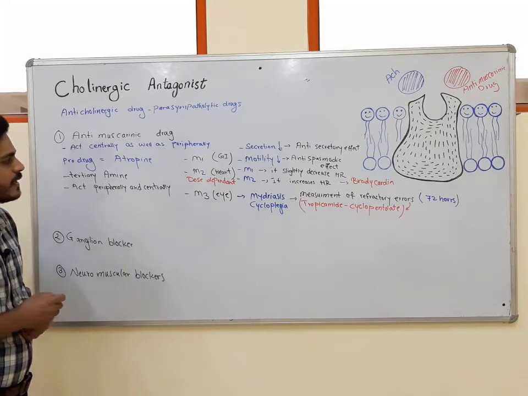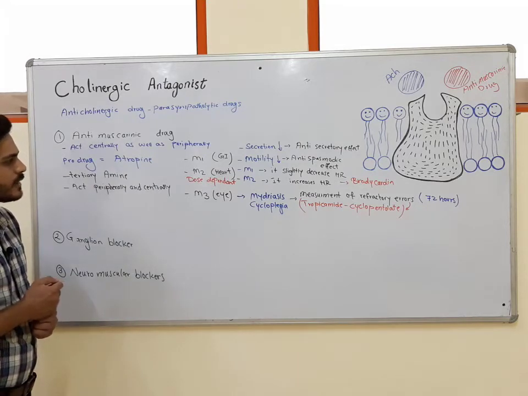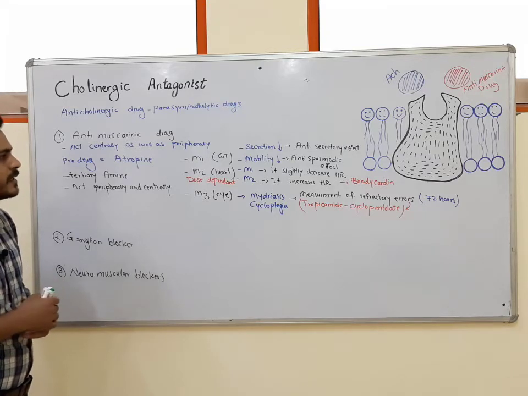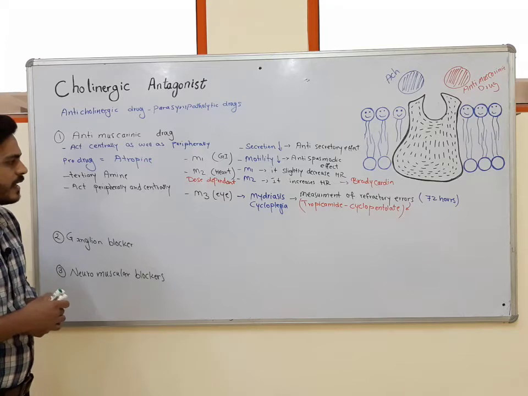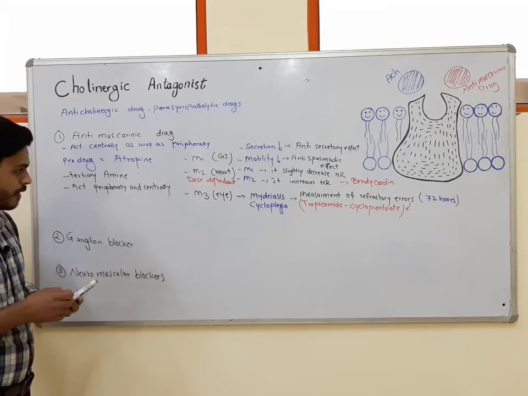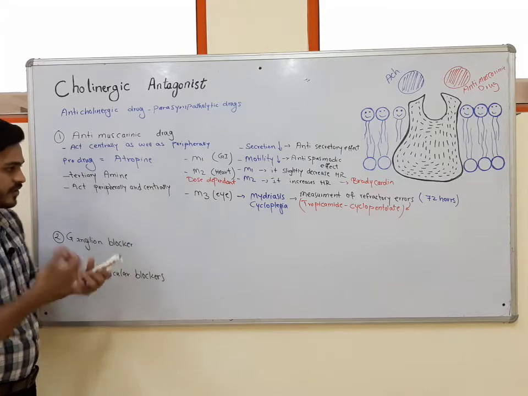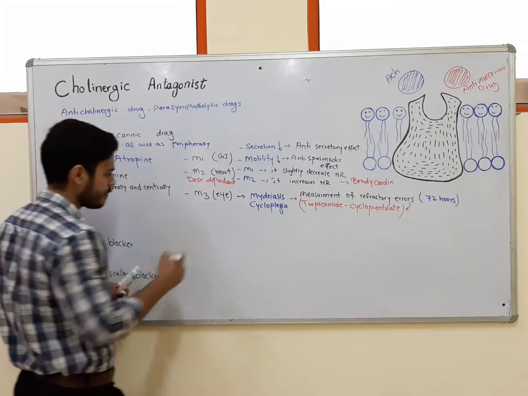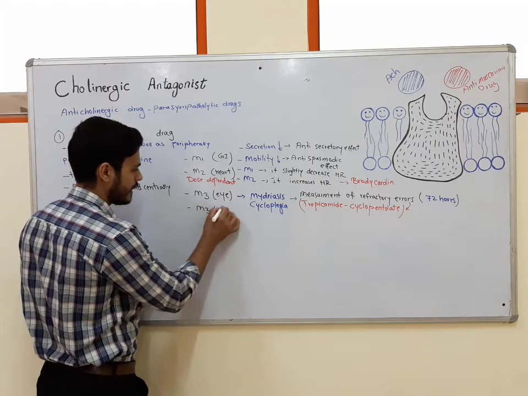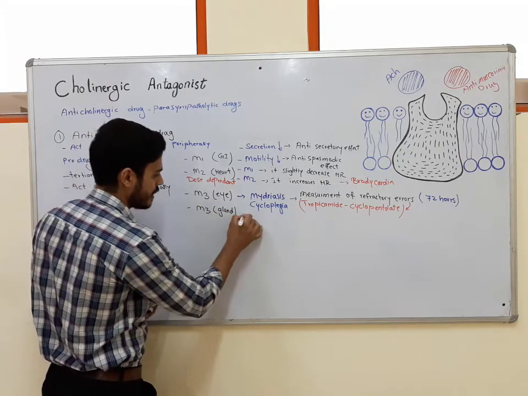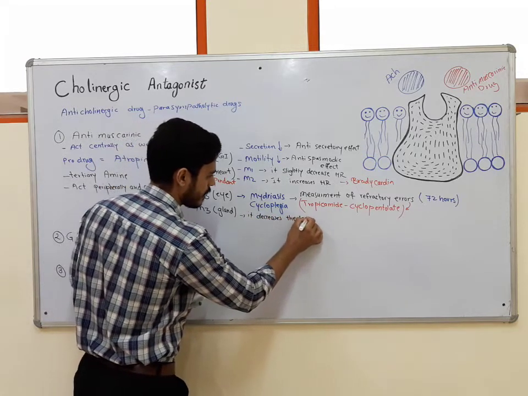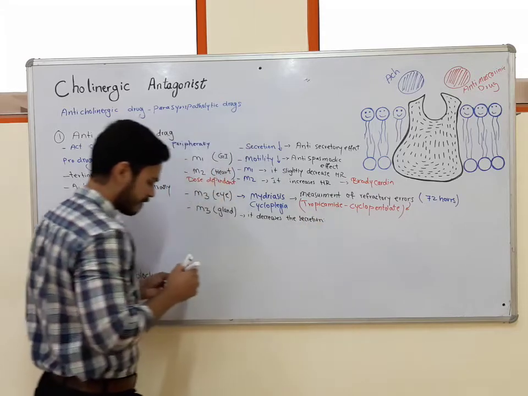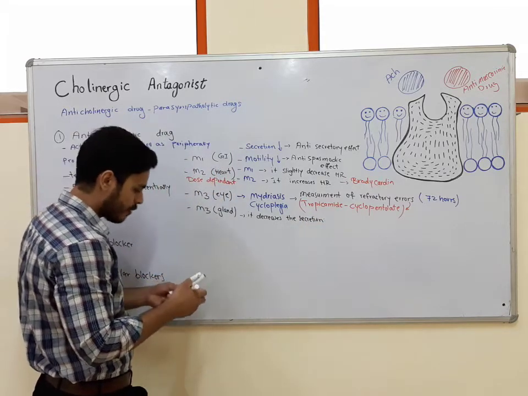If we give atropine to any patient, as I explained, it can bind to some other receptors also, and it can block the other subtypes of receptors. For example, if it binds to the M3 receptor, which are located on the glands, it can decrease the secretion. If it decreases the secretion of salivary gland, it can cause xerostomia.